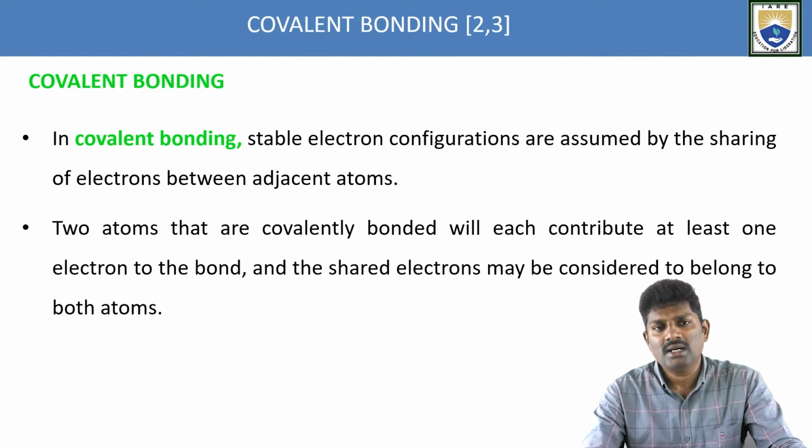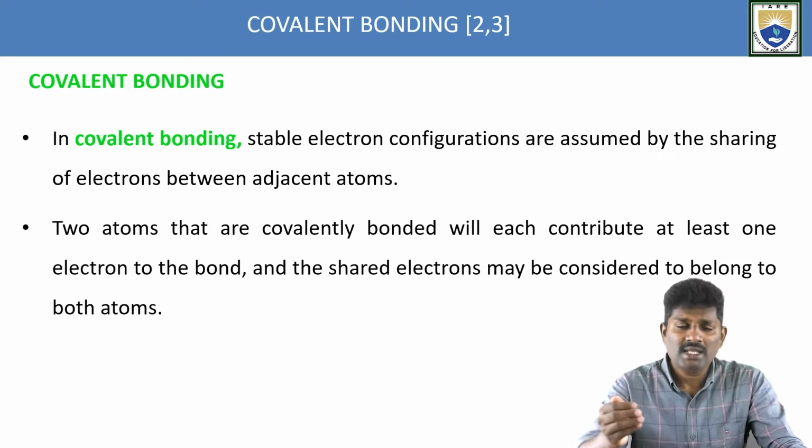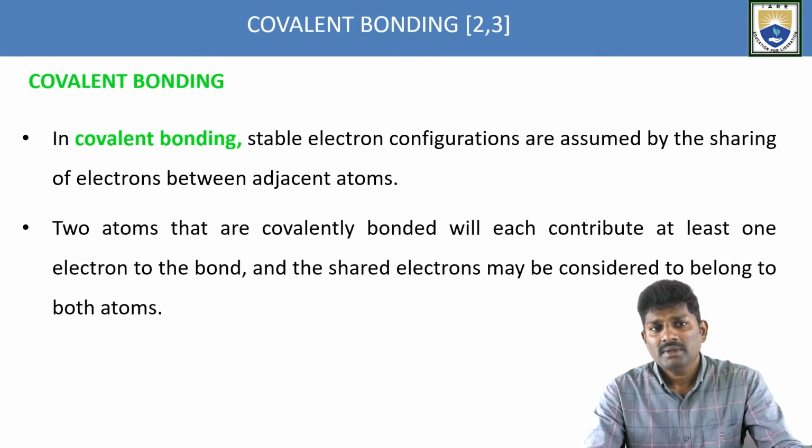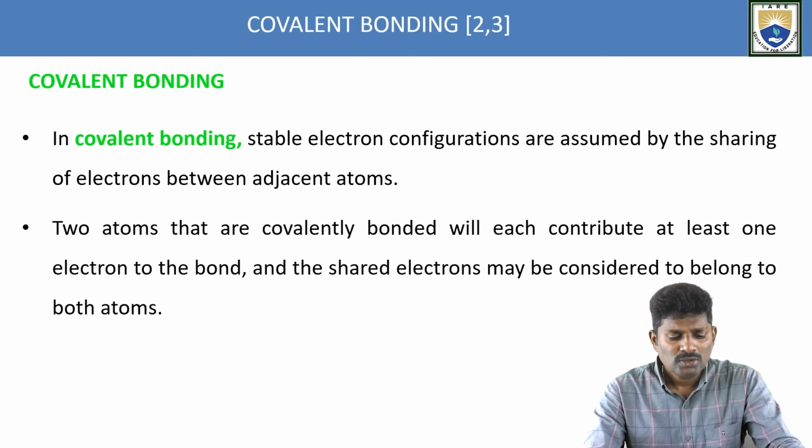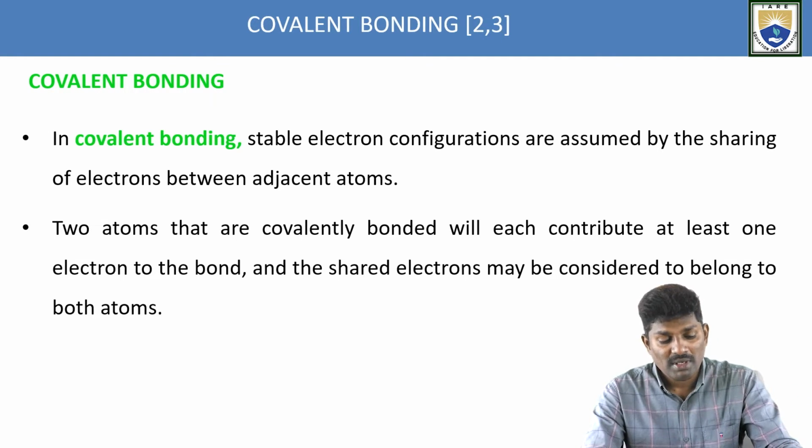And coming to the second bonding in the primary, you have the covalent bond. In a covalent bond, stable electron configurations are assumed by the sharing of electrons between adjacent atoms. So what is happening here? You are trying to share electrons between the adjacent atoms. In ionic bonding, we arrange them with different signs, positive or negative. But in covalent bonding, it is trying to share between the adjacent atoms, and it looks like a single unit. Two atoms that are covalently bonded will each contribute at least one electron to the bond, and the same shared electron may be considered to belong to both atoms.